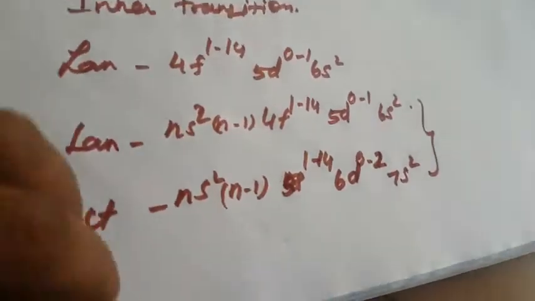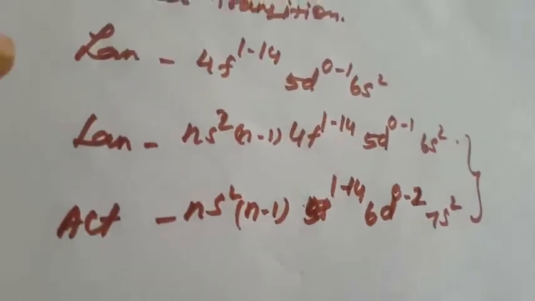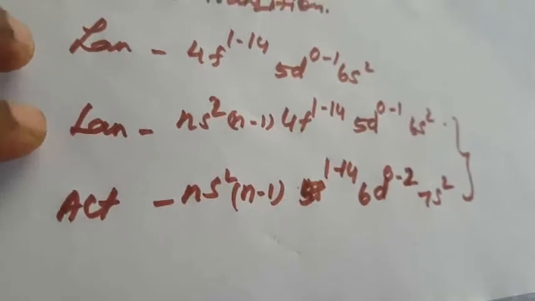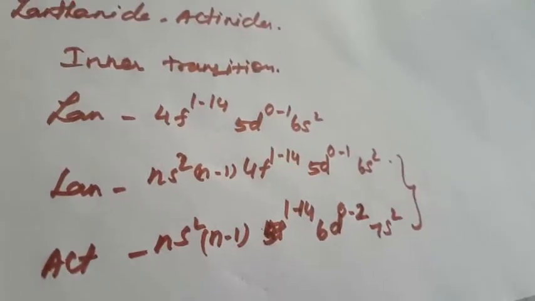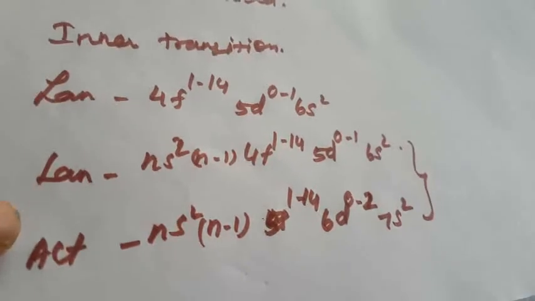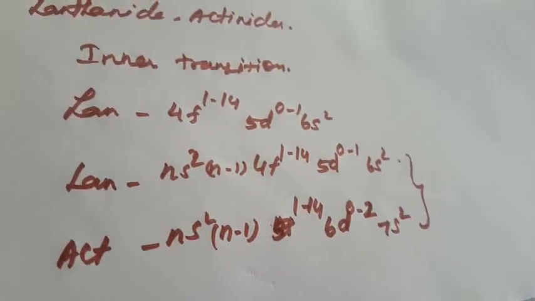Okay, so this is the general one. Sometimes they ask for 1 mark: what is the general electronic configuration of lanthanide and actinide? You will study the inner transition elements in detail in the 12th standard. Before that, this is the basic thing. This is the periodic classification.